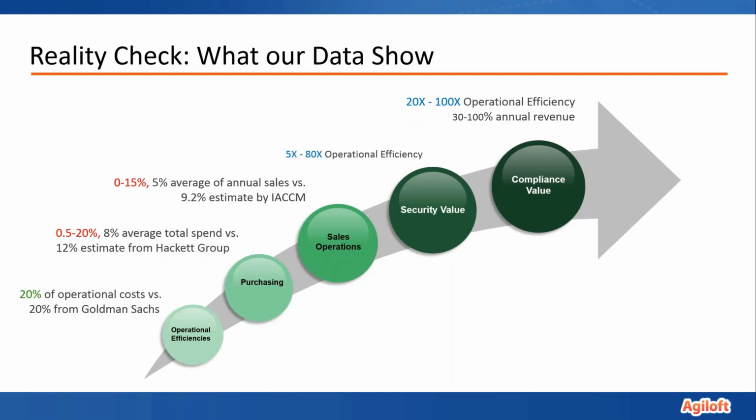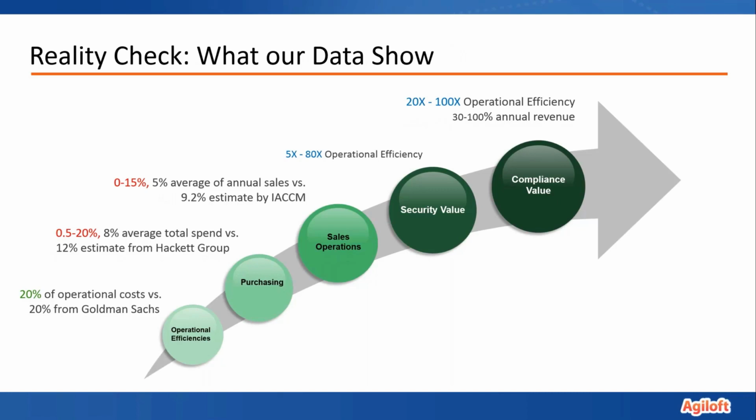Sales operations. Our customer numbers range from 0 to 15% revenue uplift, with the 0 coming from government organizations that were using the system purely for purchasing. The average revenue uplift was over 5%, a little over half of what the IACCM estimates. Even so, for a $100 million company, $5 million is a significant number.